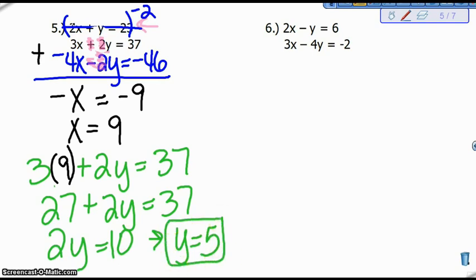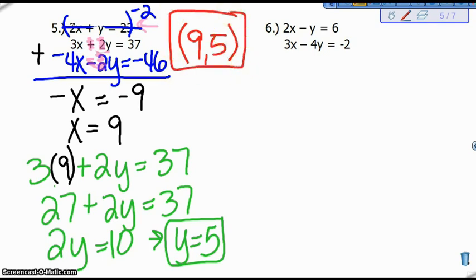Okay, but I'm not done yet because I haven't written that as an ordered pair. So finally, to write this as an ordered pair, it's going to be (9, 5). And now you're done with the problem. So what I want you guys to do is the same thing on number 6.